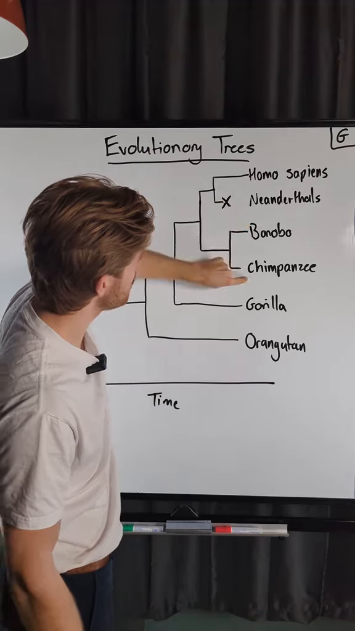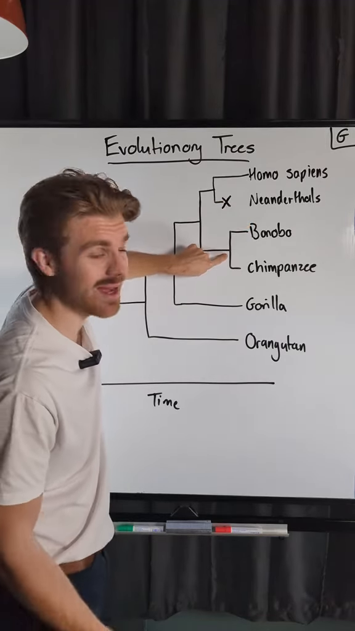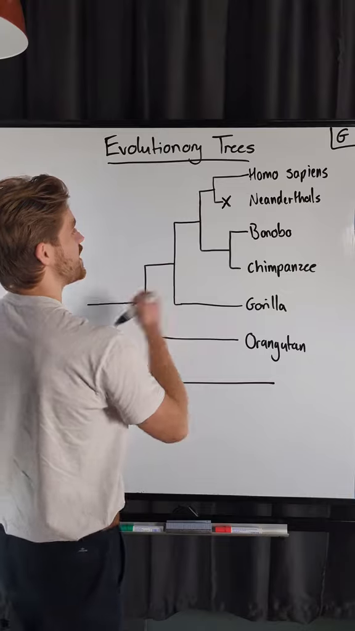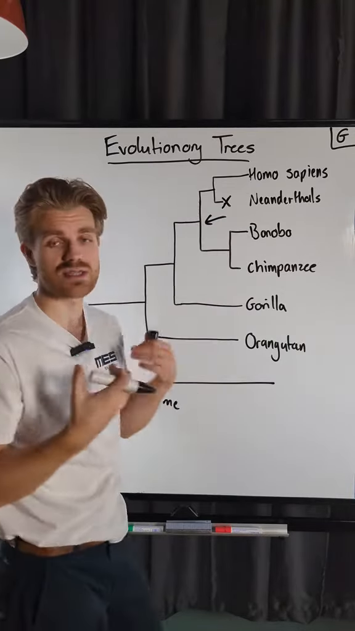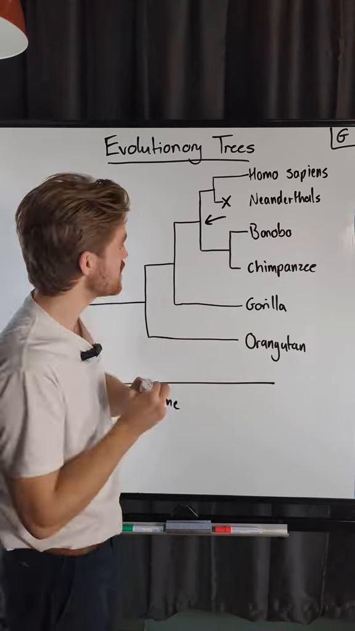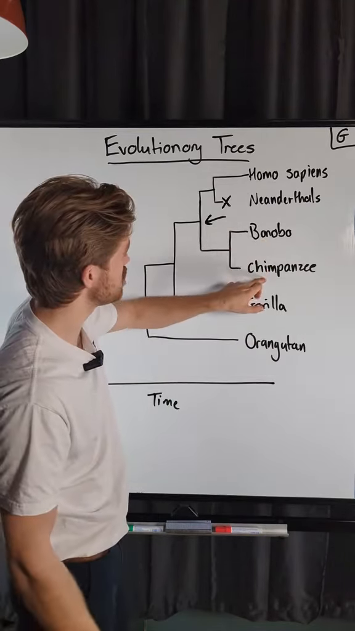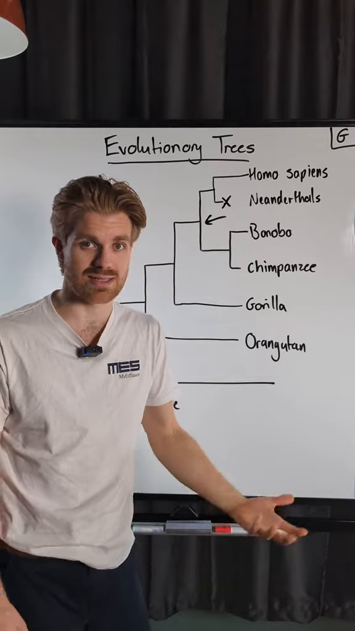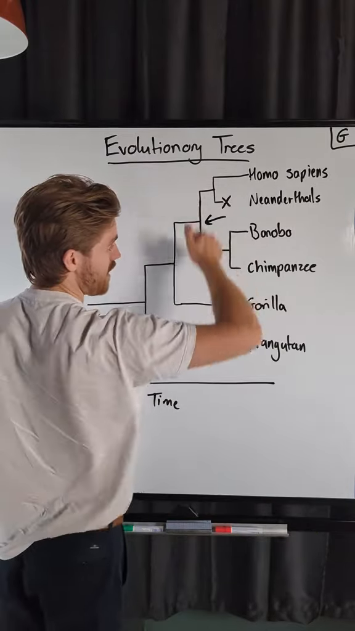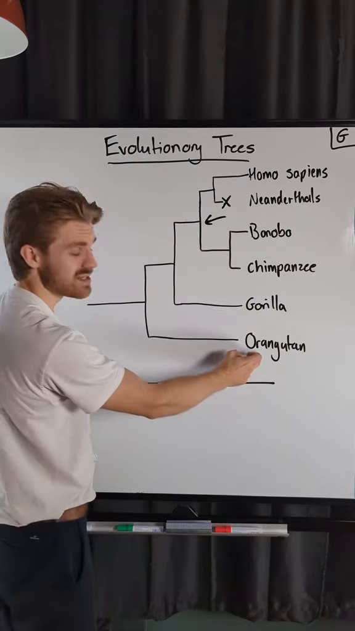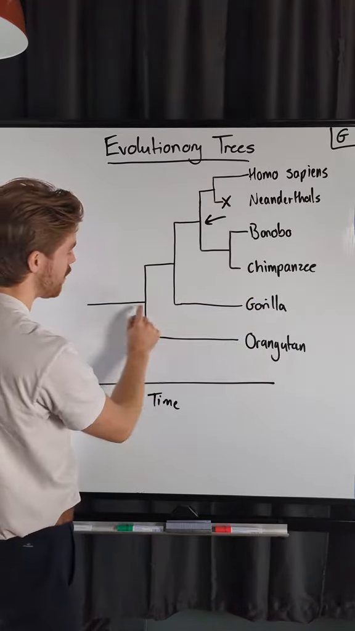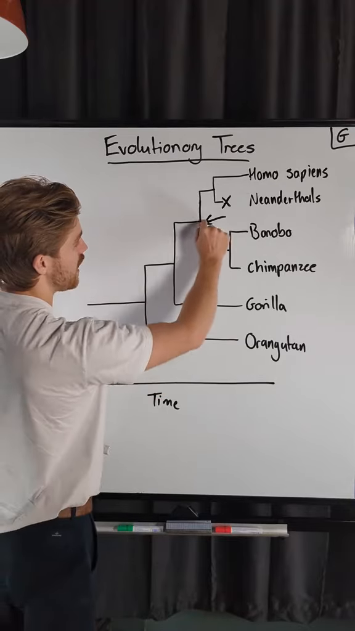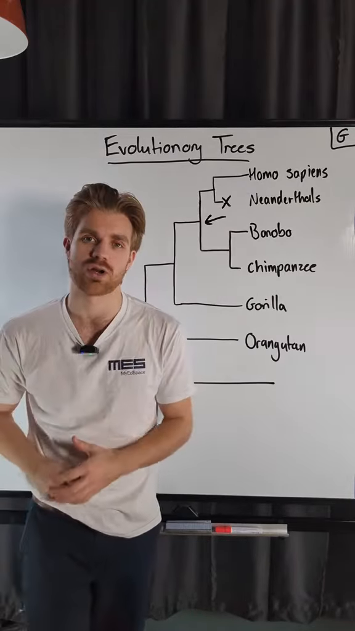We can also see that bonobos and chimpanzees shared a recent common ancestor, whereas Homo sapiens and bonobos, their common ancestor is back here. And this tells us that their common ancestor is further back. So this means that bonobos are more closely related to chimpanzees than they are to Homo sapiens because they share a more recent common ancestor. We can see that all of these primates and great apes are also closely related to orangutans as well. But the common ancestor with orangutans is the furthest back. So by looking at these points where the lines start to diverge, that tells us where the common ancestor is.